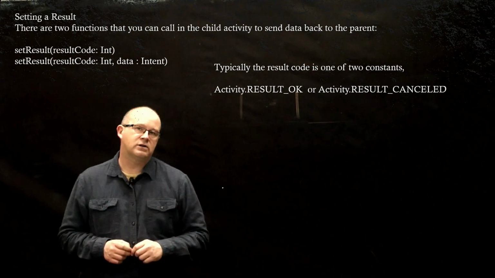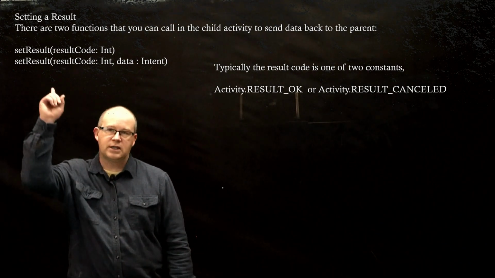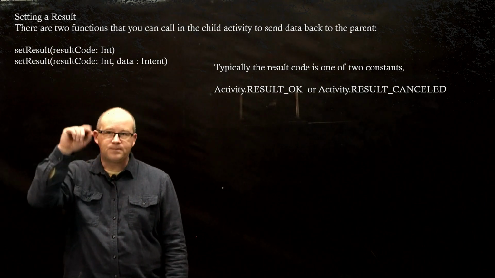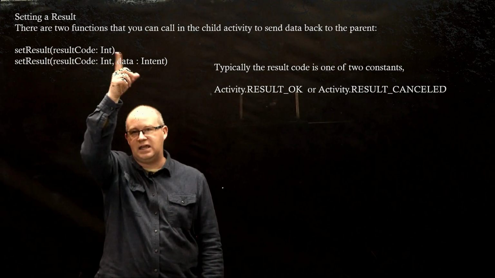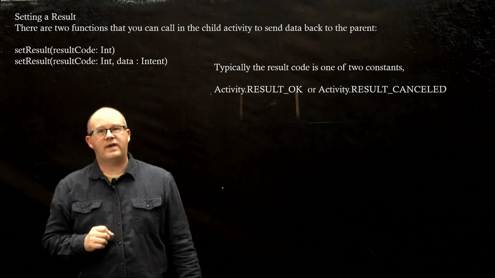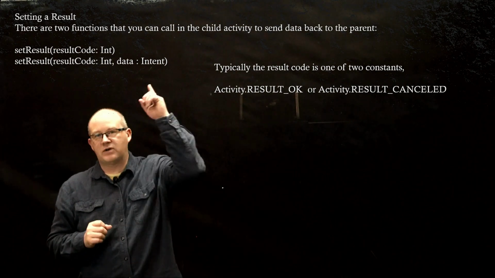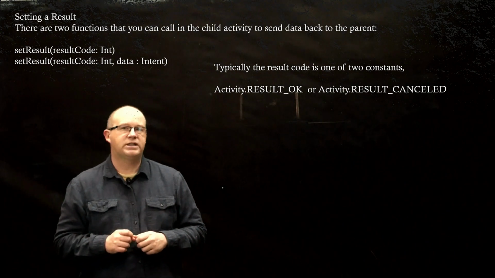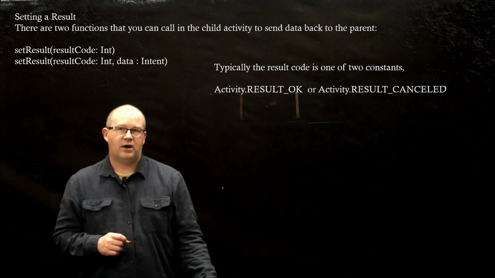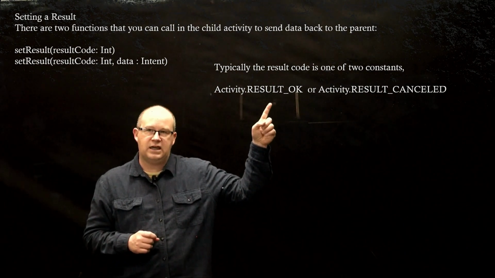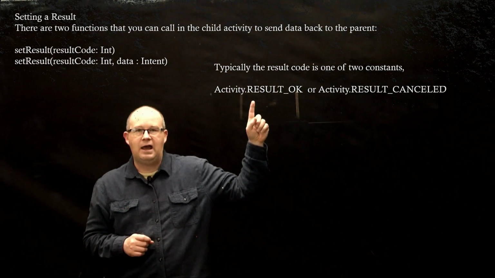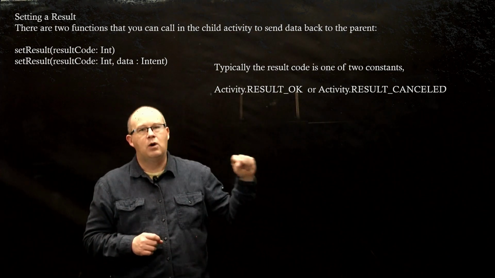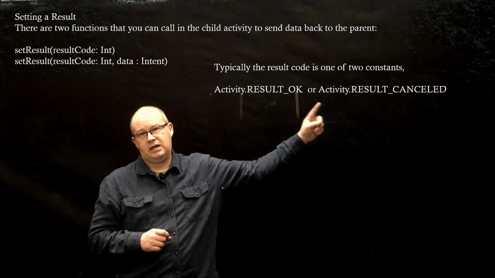So there are two functions that we can call in order to do this. We can set result, passing in an int, which is a result code, or we've got a second version of that same function where we also pass along an intent, and that's the one that we are explicitly going to code. Now there are typically two results that you can have for your result code, activity.RESULT_OK or activity.RESULT_CANCELED.